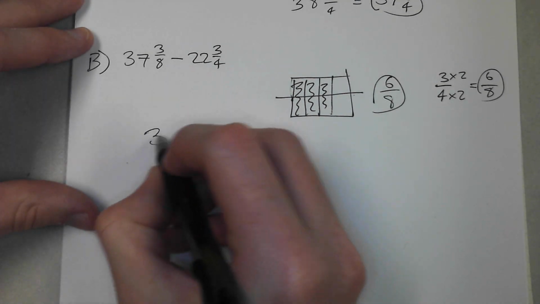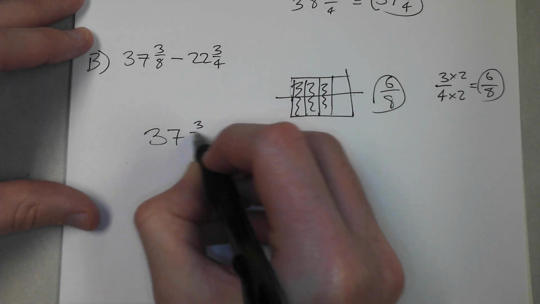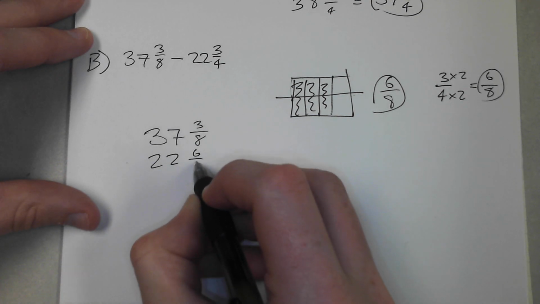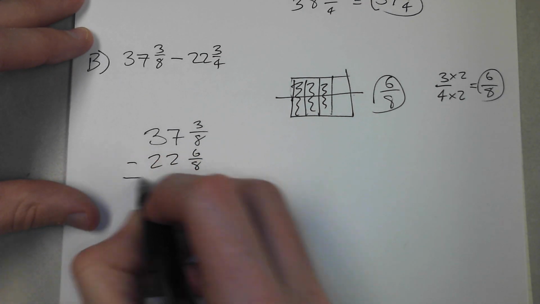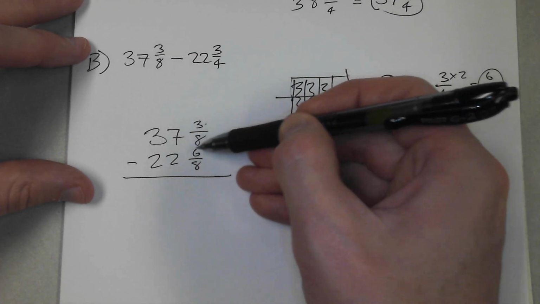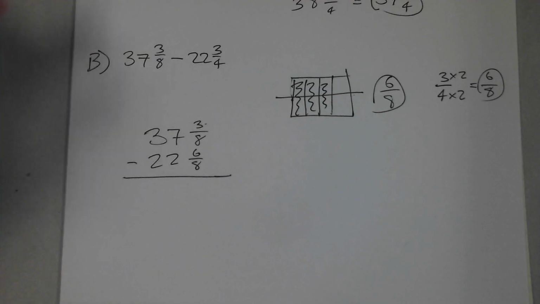I'm going to, again, set it out vertically, just like I would a regular whole number subtraction problem. And we should look carefully and notice an issue. We can't do 3/8 minus 6/8. 3/8 is too small. Well, how would you handle that in a normal subtraction problem? In a normal subtraction problem, you would regroup.